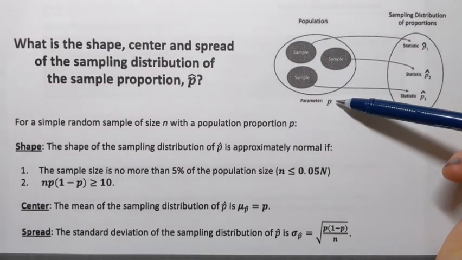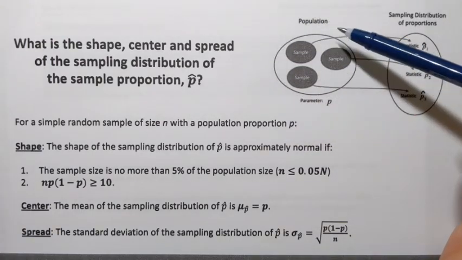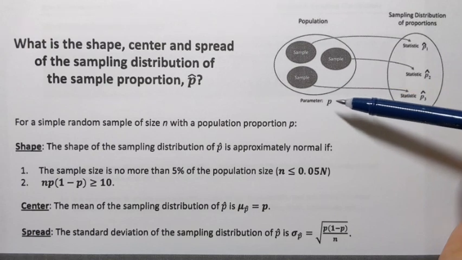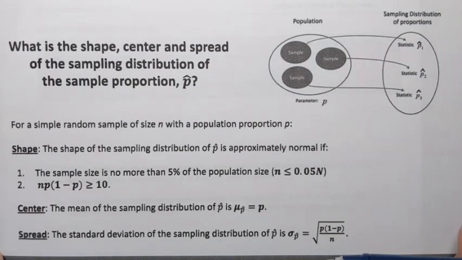The p stands for population proportion. That means that a certain proportion of individuals in this population have a specific characteristic. For example, 29% of American adults do not own a credit card, or 3% of K-12 students are homeschooled. So these are examples of population proportion.